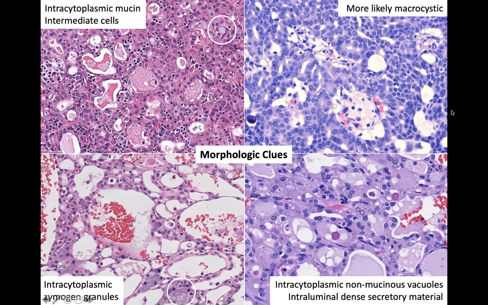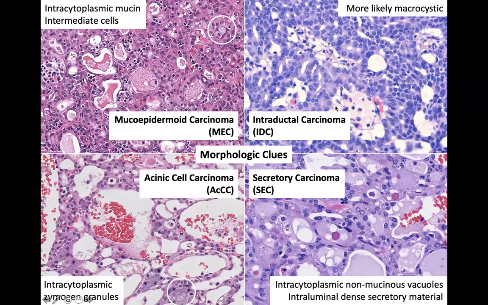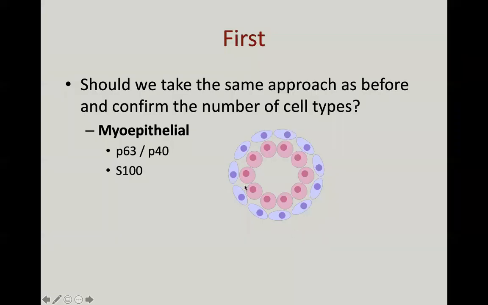So yeah, some of you are saying mucoep, top left, because it's cystic with a mucinous vacuole, acinic cell granules on the bottom left, exactly, and possibly secretory carcinoma on the bottom right. Well done. The thing we're missing is on the top right. So the top right is actually an intraductal carcinoma, which I will get to more definitively in the next slides. But exactly, those are the very subtle morphologic clues that are going to help you distinguish these. But oftentimes we do have to use stains or in fact genetics. So should we take the same approach before and confirm the number of cell types with myoepithelial markers?